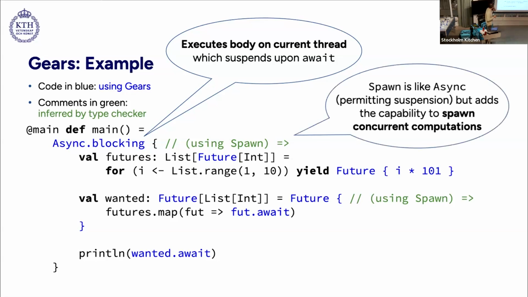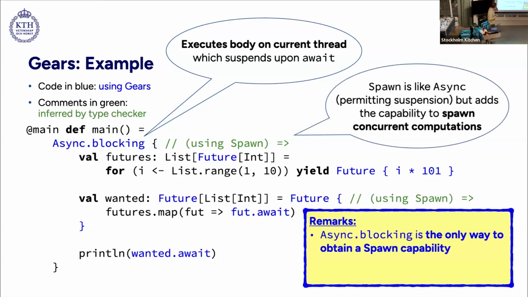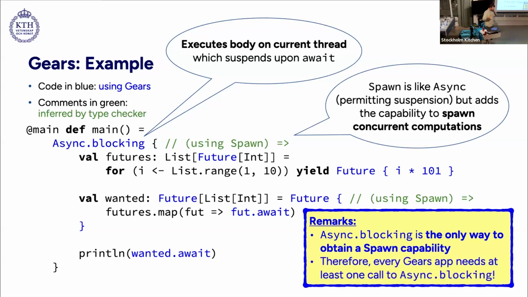Right, so this is pretty cool. Async blocking is actually the only way to get a Spawn capability from the beginning. So you start with no capability, and then you need to create one at some point. So you need to have at least one call to this thing so that the capability is created, and then later, of course, you can pass it on to other methods that need it.